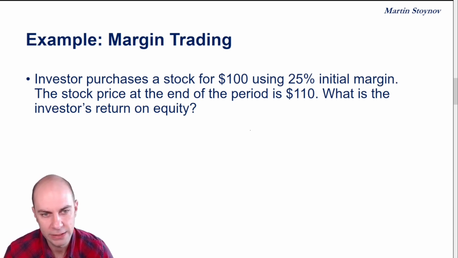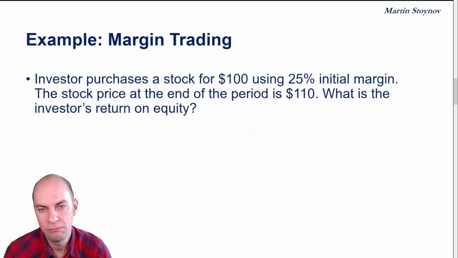Let's look at an example with margin trading. So my investor purchases a stock for $100 using 25% initial margin. So he's going to be putting in 25 cents on the dollar, and the broker's going to be putting in the remaining 75%. The stock price at the end of the period is $110. What's the investor's return on equity?